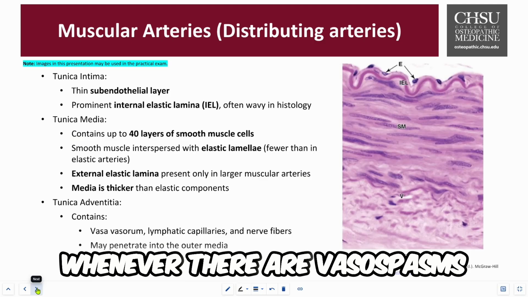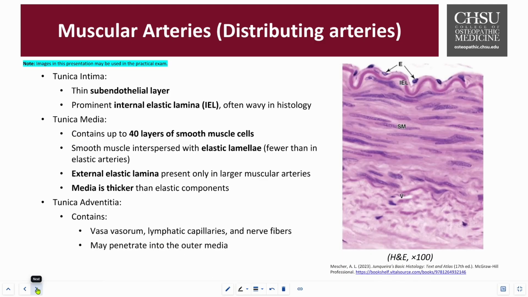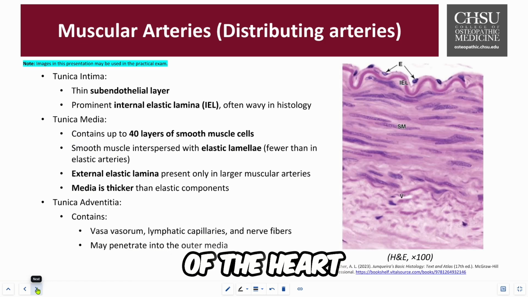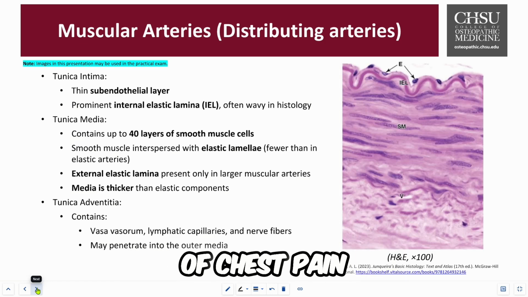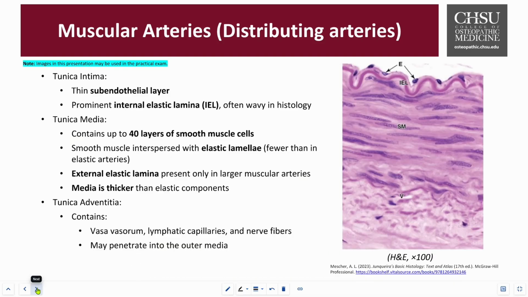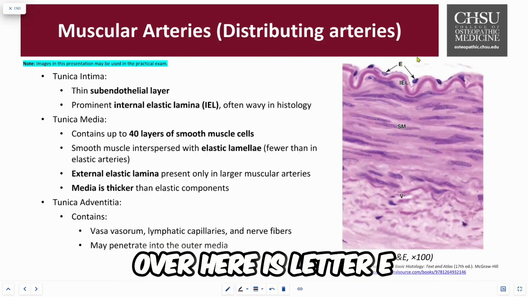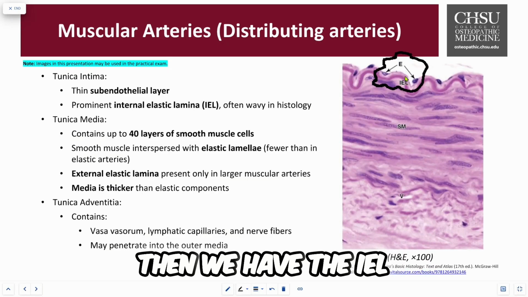Clinically, whenever there are vasospasms, or sudden contractions of the smooth muscle inside the tunica media of the blood vessels of the heart, this can cause angina, which is a type of chest pain. More specifically, what they call Prinzmetal's angina. Over here is letter E, the endothelial cells. Then we have the IEL.